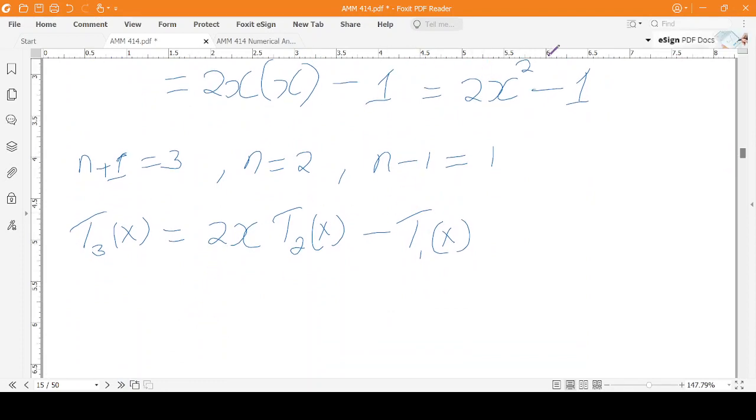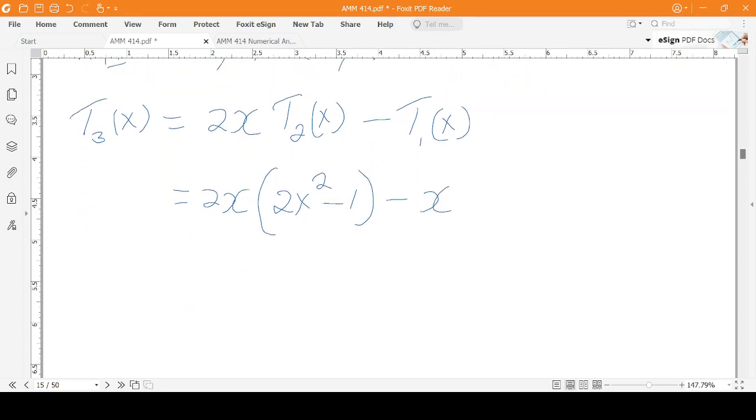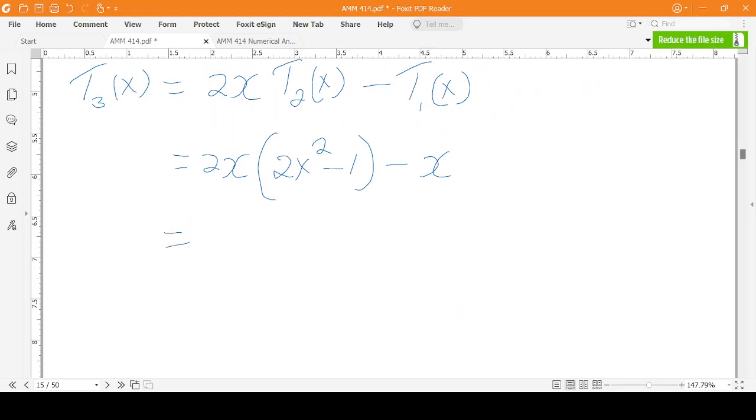But now we have T2 is 2x squared minus 1. So we can substitute here and write 2x times T2, where T2 is 2x squared minus 1, and T1 is x. If we open the brackets, this will give us 4x raised to power 3 minus 2x minus x. And this will give us 4x cubed minus 3x.